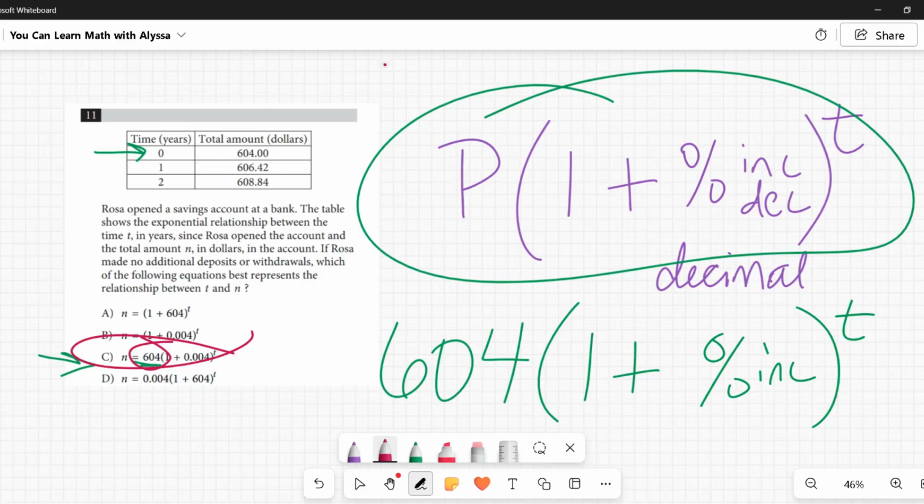If you do not have that information, you would probably be stuck with plugging these numbers into these different equations and seeing which one gets you those answers, which is a valid way to do it. If you forget this, that's a good backup, but it's much quicker for you and less stressful if you can just remember this equation and know that, whoop, C is the only one that has our principal there out in front. C must be our answer.